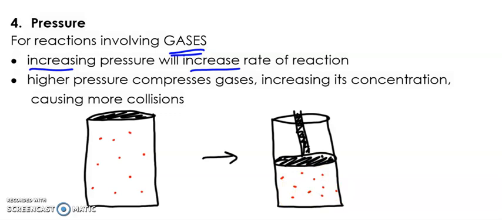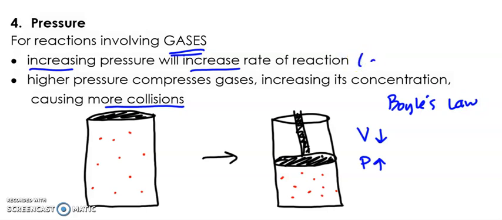Look at what's happening here. My volume decreases and my pressure increases because I've just taken the space they had and made it smaller, which means you're going to have more collisions. This goes back to gas laws when we talked about that, and this is Boyle's law. Pressure and volume are inversely related. So increasing the pressure, another way of saying this is decreasing the volume. That is the same thing.